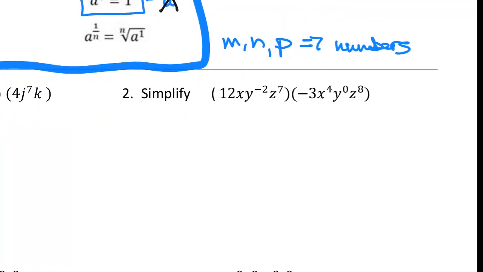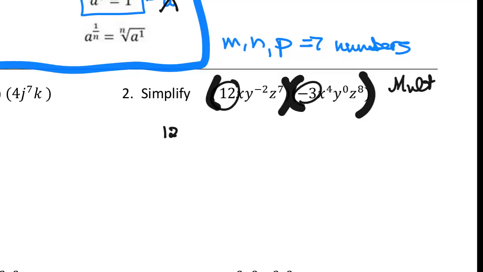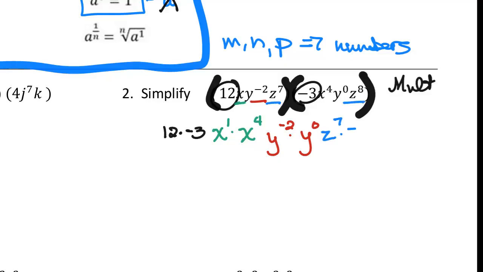Okay, so number 2, what operation are we dealing with here in the majority? We have parentheses. What operation does that imply? Multiply. Jeez. Multiplying. So group them together. 12 times negative 3. Group your x's together. X to the first times x to the fourth. Y to the negative 2 times y to the 0. Z to the 7th times z to the 8th. Negative 3 times 12 is negative 36. When you multiply powers that have the same base, what do we do with those exponents? Add. So that is x to the 5th.